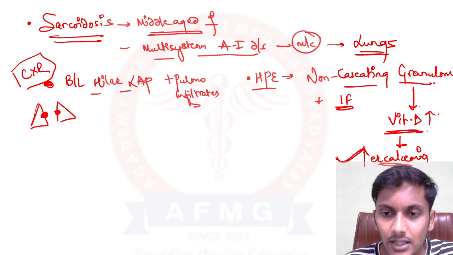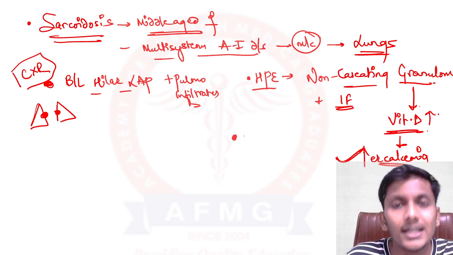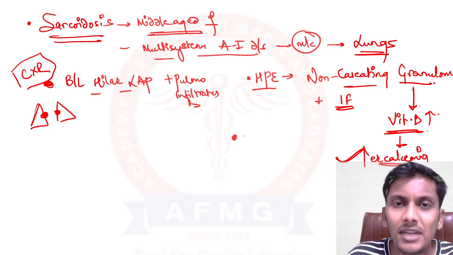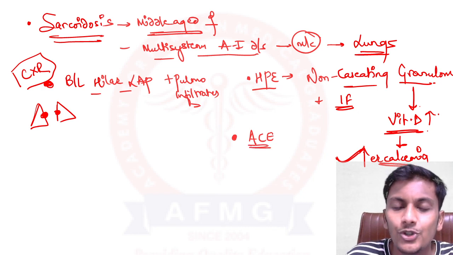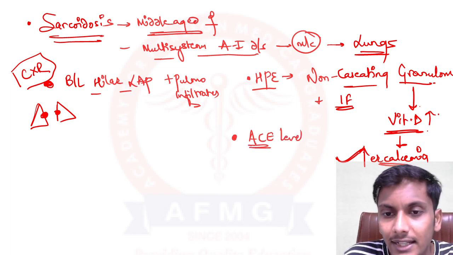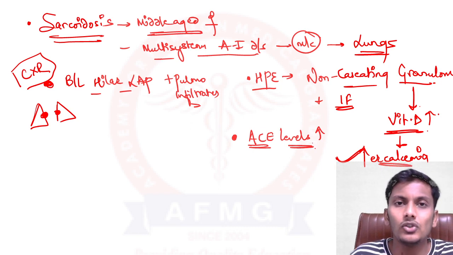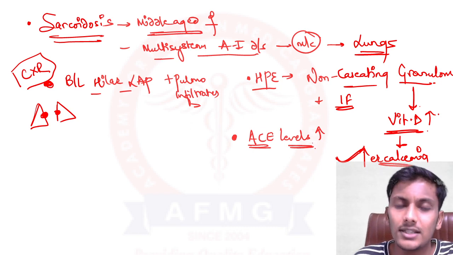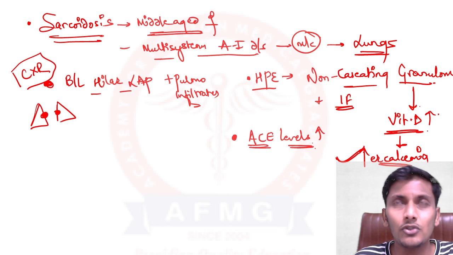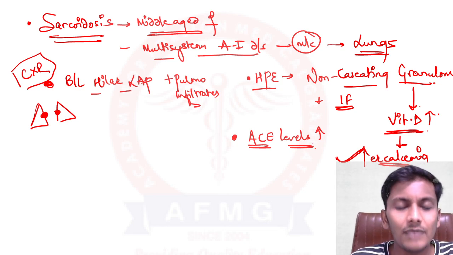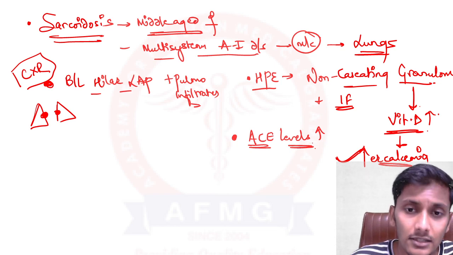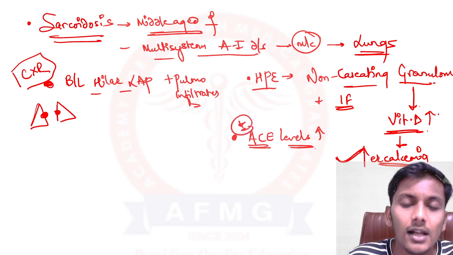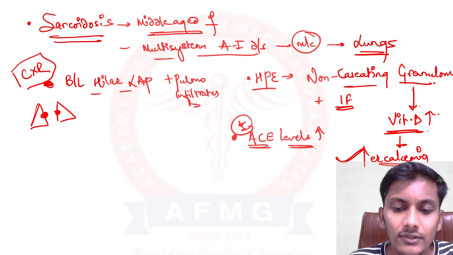So hypercalcemia is seen. Along with that, a very important feature you need to know about sarcoidosis is that one enzyme level is elevated, and which enzyme is that? ACE level is elevated. Please remember, angiotensin converting enzyme levels are increased in sarcoidosis. As we all know, the renin angiotensin aldosterone system usually takes place in your kidney, but the enzyme which converts angiotensin 1 to angiotensin 2, ACE, is usually secreted where? In the lungs. Therefore ACE levels are increased in sarcoidosis.